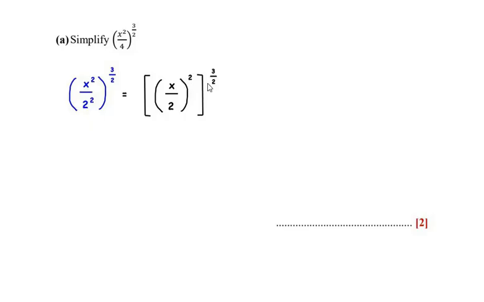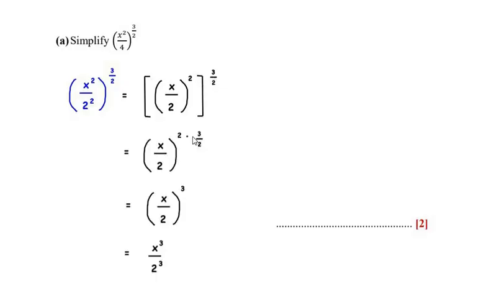Now once we have done this, we can multiply the powers by using the multiplication law of indices. So in the next step, we have multiplied the powers, that is x over 2 raised to the power of 2 times 3 over 2. Now 2 times 3 over 2, now here 2 can also be written as 2 over 1, and 2 can be divided from the denominator and from the numerator. So 2 divides itself, giving us x over 2 raised to the power of 1 times 3, which is 3.